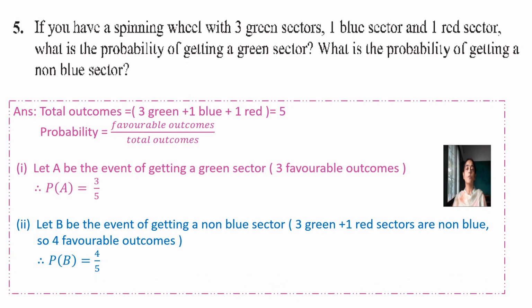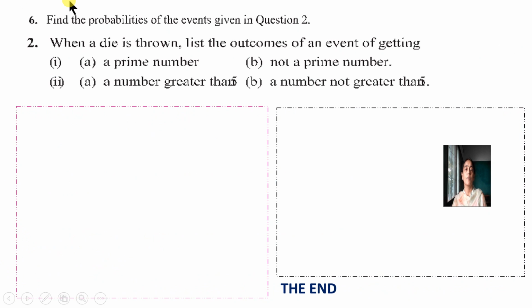Let's move to question number 6. Now, find the probability of the event given in question 2. When a die is thrown, what was our question 2? I have just written down that question again. When a die is thrown, list the outcome of an event of getting. Here you had to just list the outcome. But now question 6 is which you have to find the probability.